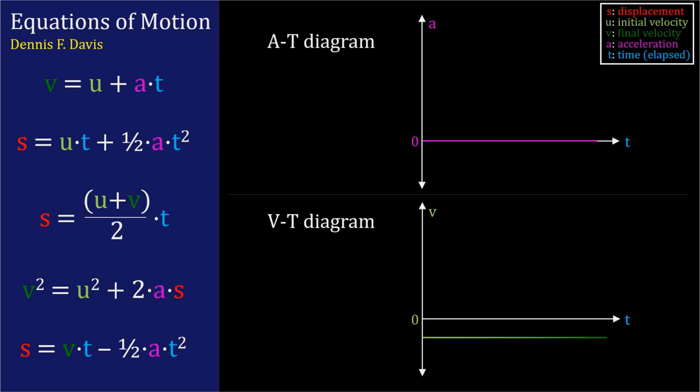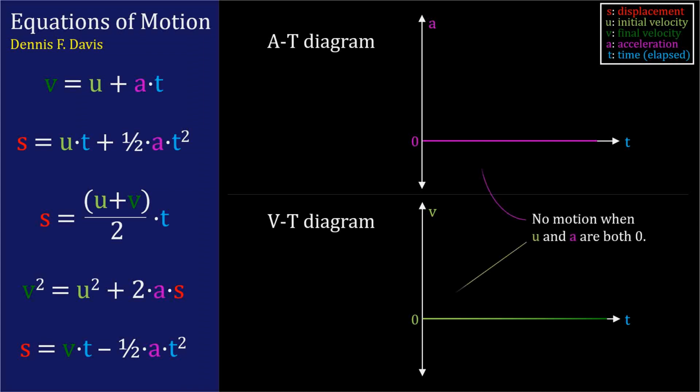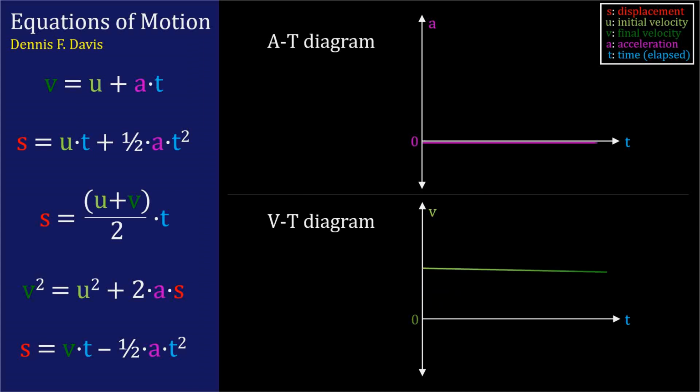Since the velocity doesn't change, it's always the same as initial velocity, whether that's positive, 0, or negative. Interestingly, for the case where initial velocity u and acceleration a are both 0, there's no motion at all. There's no initial velocity, and there's no acceleration to ever change the velocity, so the particle never moves. And when the acceleration is negative, the slope of the velocity line is negative.